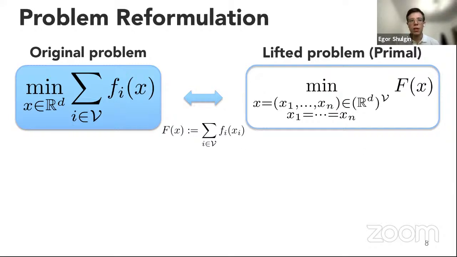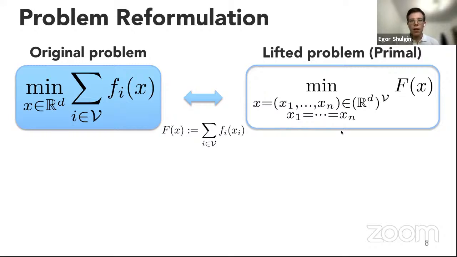The main difference is that at the beginning, we had just a single vector x, which may correspond to just the weights of some machine learning model. And this vector is the same for every node. But when we consider the lifted problem, these vectors can be different for every node. There is a set of vectors x_1 to x_n, and here x corresponds to this kind of stacked vector. To make this problem indeed equivalent, we impose this consensus constraint.